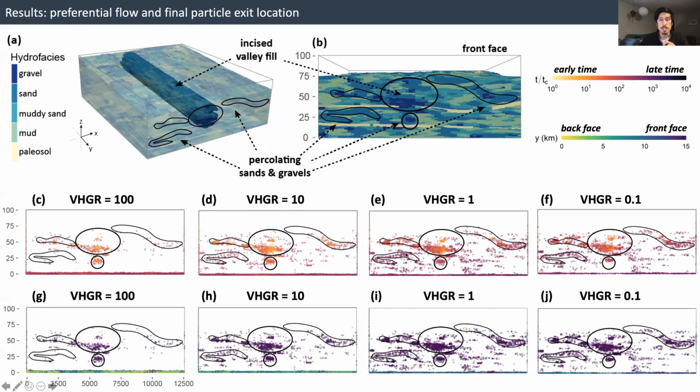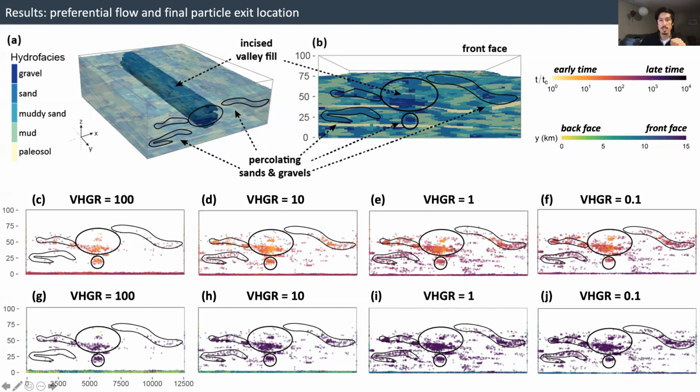The top row of these subplots, C through F here, are the VHGR scenarios from high to low, and they're the final position of the particle colored by the time they exit the domain. So you can see that there are lighter colors in these sand and gravel bodies, indicating a relatively faster time that they're exiting. So they're moving quicker through those bodies and preferentially flowing.